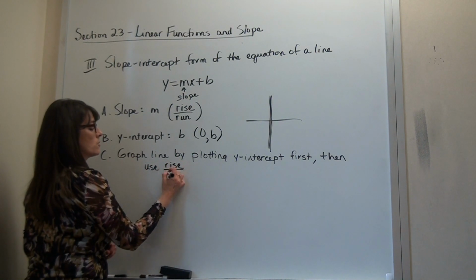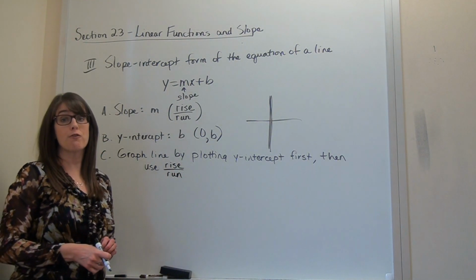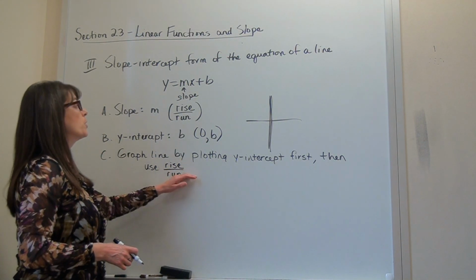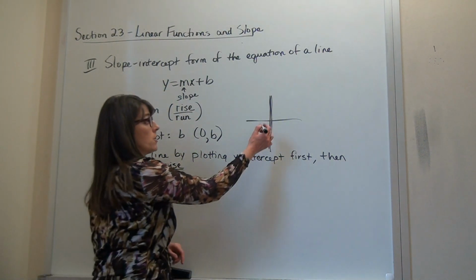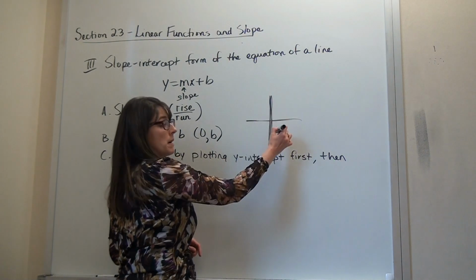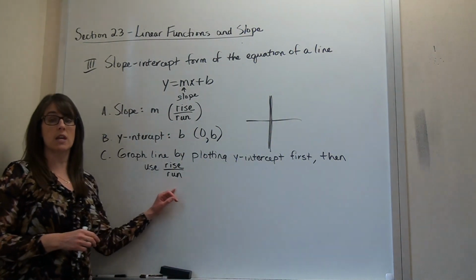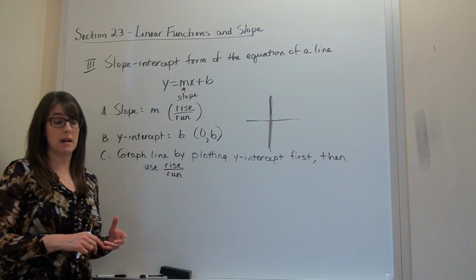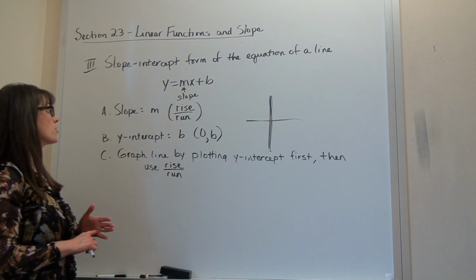Then use that counting tool. Rise over run is a beautiful counting tool, but you have to have a place to count from. So you put your y-intercept on there first and then use this. A lot of people will start here at the origin, they'll count their slope out and then put their y-intercept on there and connect them. But you only use this counting tool after you have a place to count from. So you absolutely must start with your y-intercept first.